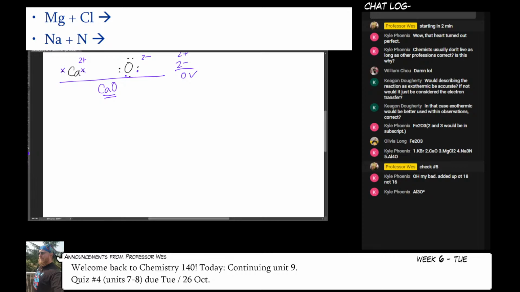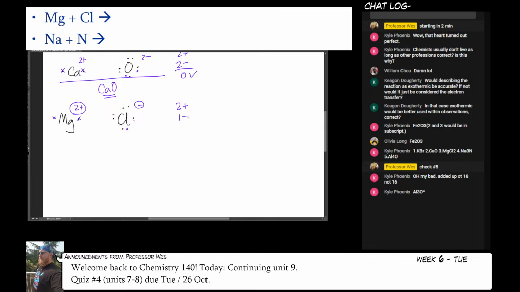So let's look for magnesium here and chlorine. So there's what magnesium looks like. It's in group 2, it has 2 valence electrons. Chlorine is in group 17, it has 7 valence electrons. So I'm going to get rid of these 2 to make magnesium have an octet. I'm going to add 1 to give chlorine an octet.